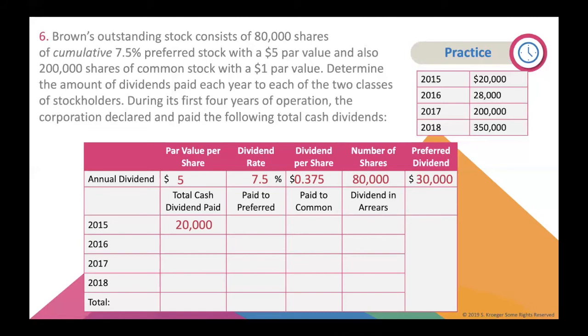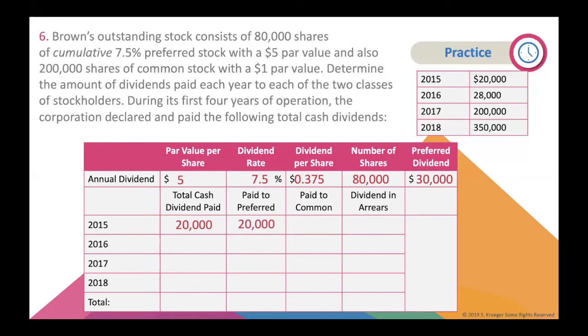The next box is how much of that $20,000 will go to preferred shareholders. How much are preferred shareholders supposed to get? They're supposed to get $30,000 per year that we calculated in the top part. Do we have that? No, we don't. We can only give them what we have. Therefore, we will give them all $20,000. Unfortunately, there is nothing left to give to common shareholders.